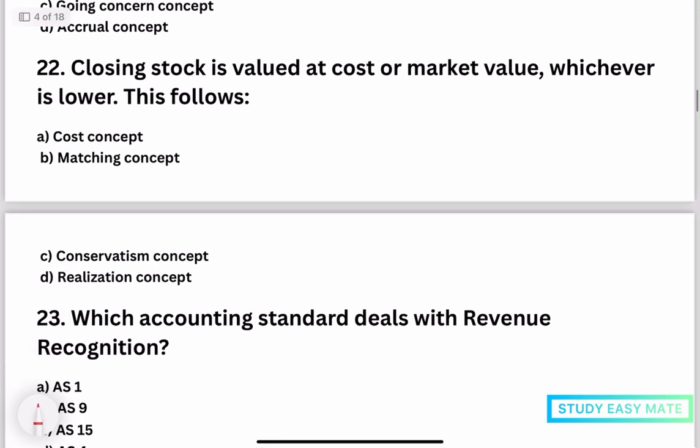So 22, closing stock is valued at cost or market value, whichever is lower. This follows conservatism concept. Why? The rule of valuing stock at cost or market value, whichever is lower, follows the conservatism concept. This approach ensures that potential losses from declining inventory values are recognized immediately, while potential gains from rising values are not recognized until realized through sale.